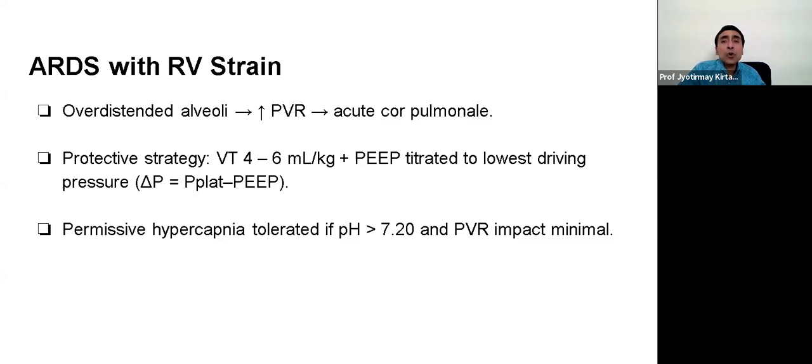So leading to the acute cor pulmonale. It is not just because of your ventilator settings, but because of the pathology also. So go for a protective strategy, PEEP titrated to the lowest driving pressure. Driving pressure, as you know, is plateau pressure minus PEEP. And we go for permissive hypercarbia only up to pH 7.2. Permissive hypercarbia, that is the limit. We cannot go beyond that. If there is acidosis more than that, it will itself cause RV failure.